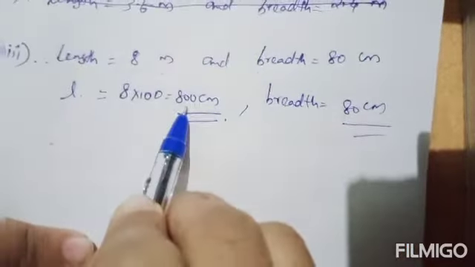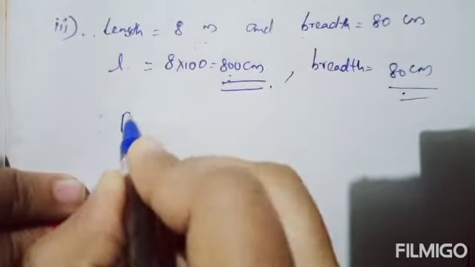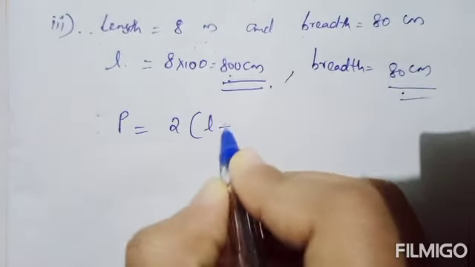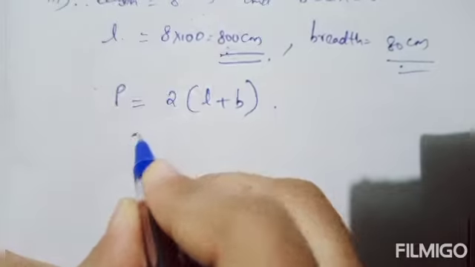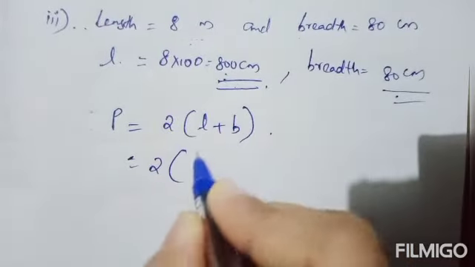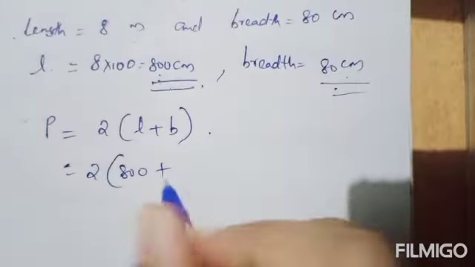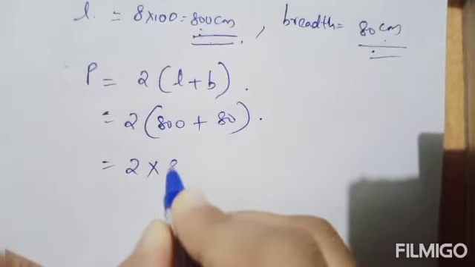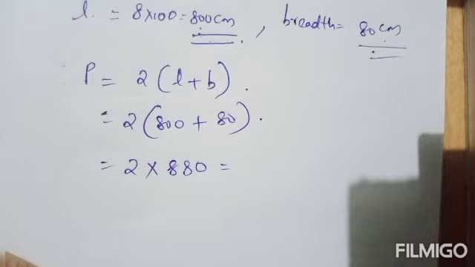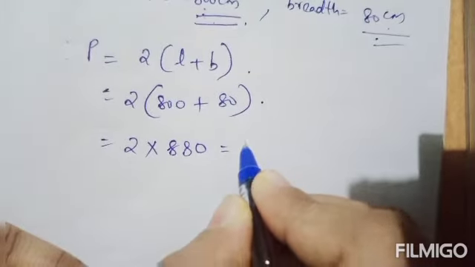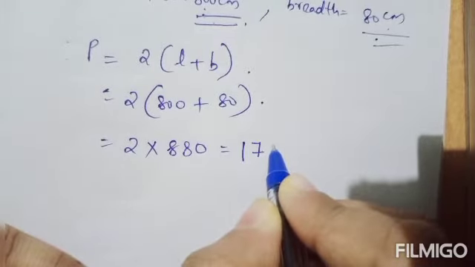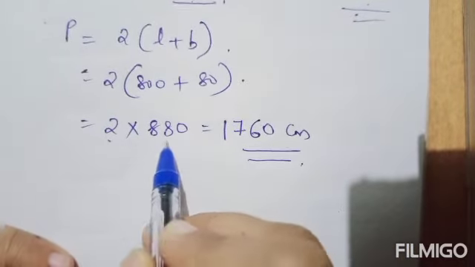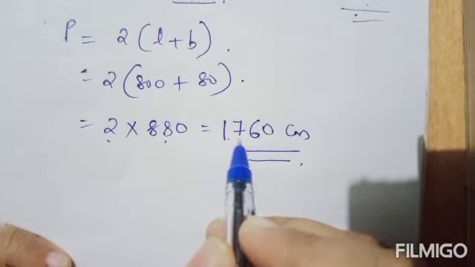Now both are in the same unit. Now you can use the formula. What is the perimeter of a rectangle? It is 2 into L plus B. So 2 into length 800 plus breadth 80. Now 800 plus 80 is 880. Now what you will get is 1760 centimeter. 2 into 880 is 1760.